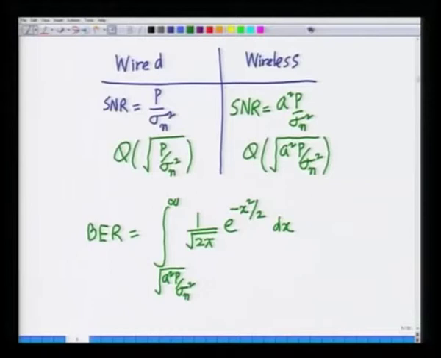Alright. So, we derived an expression for the bit error rate of a wireless communication system as a function of a, which is Q of square root of a squared P over sigma n squared. Now, the Q function is the cumulative distribution function of the standard Gaussian random variable. So, the bit error rate is simply the integral from square root of a squared P over sigma n squared to infinity of 1 over square root of 2 pi e power minus x squared over 2 dx. However, observe that this a here is a random quantity.